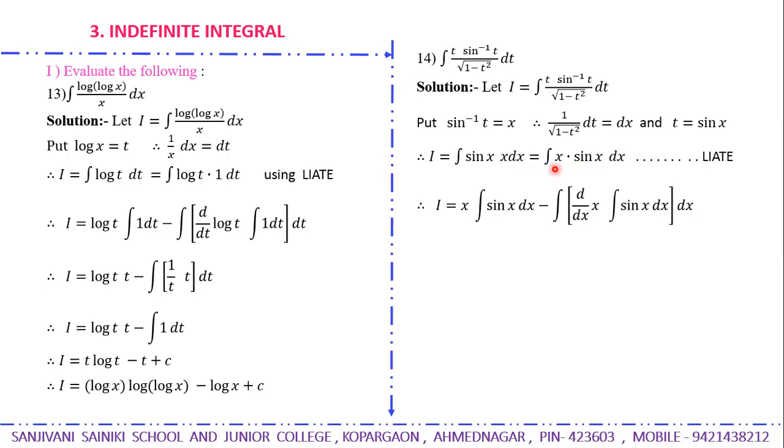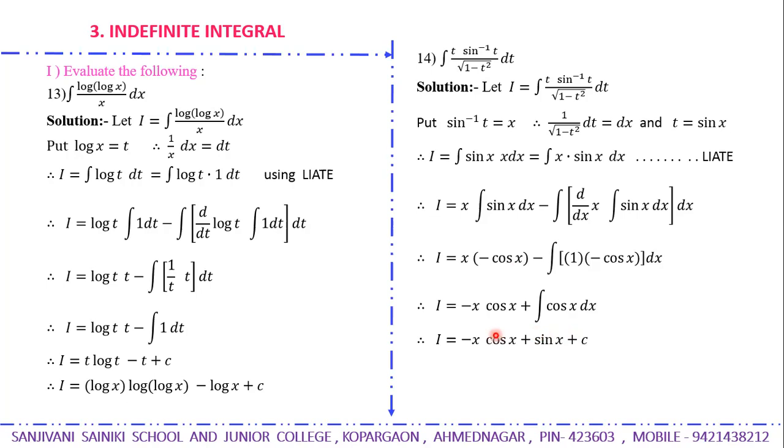Then using by parts, first function as it is, integration of the second function minus integration of d by dx of the first function into integration of the second function. So here integration of sin x is minus cos x, derivative of x is 1, integration of sin x is minus cos x, so minus minus it becomes plus integration of cos x. So again integration of cos x is plus sin x plus c. So I is equal to minus x cos x plus sin x plus c is the integration of the given function.